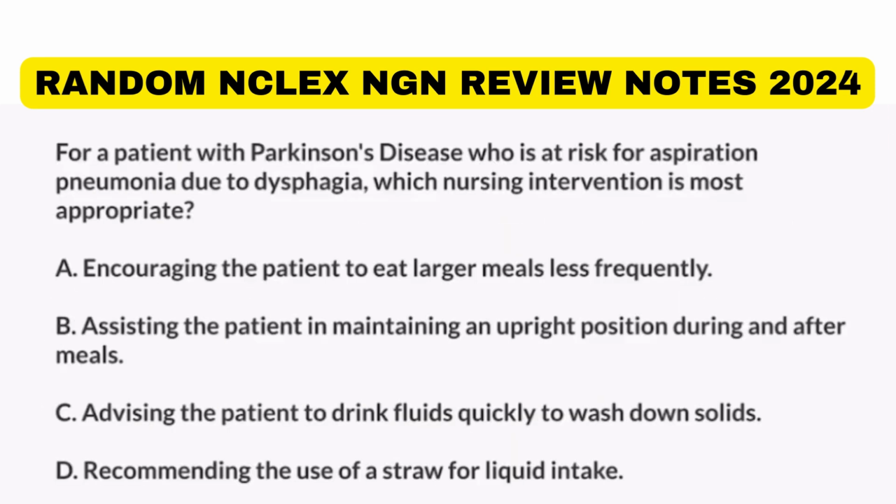Question 15. For a patient with Parkinson's disease who is at risk for aspiration pneumonia due to dysphagia, which nursing intervention is most appropriate? A. Encouraging the patient to eat larger meals less frequently. B. Assisting the patient in maintaining an upright position during and after meals. C. Advising the patient to drink fluids quickly to wash down solids. D. Recommending the use of a straw for liquid intake.